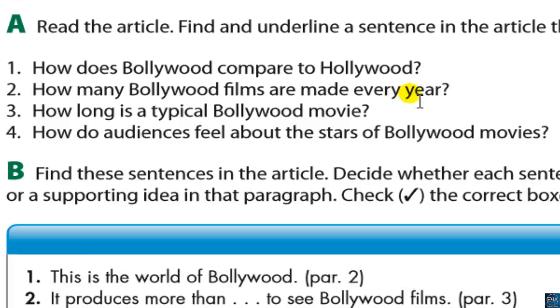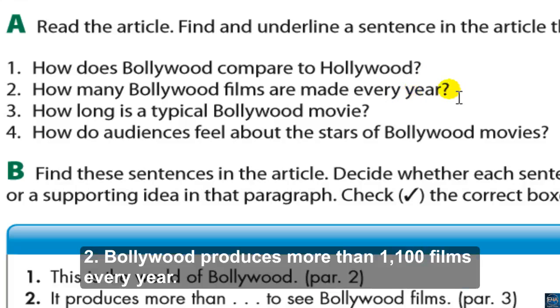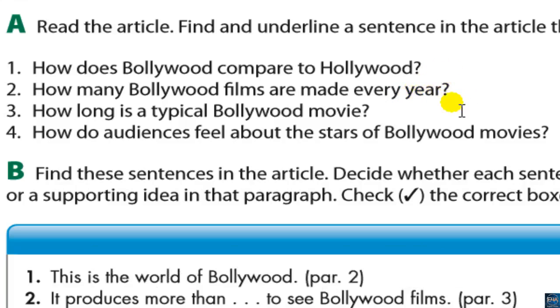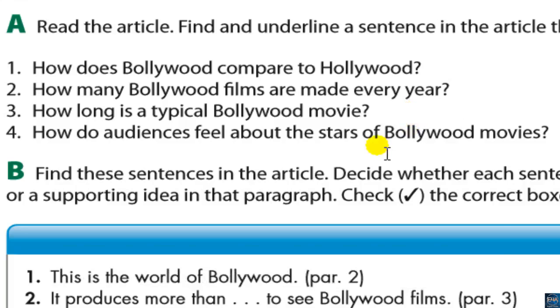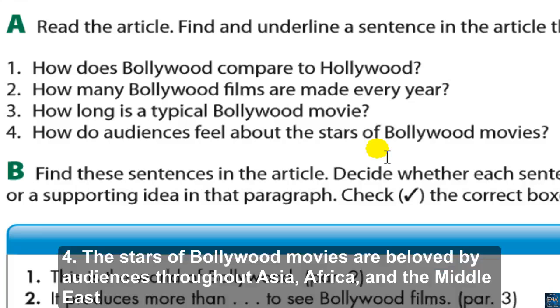Question number 2. How many Bollywood films are made every year? More than 1,100 films a year. 3. How long is a typical Bollywood movie? About 3 hours. 4. How do audiences feel about the stars of Bollywood movies? They are beloved by audiences throughout Asia, Africa, and the Middle East.